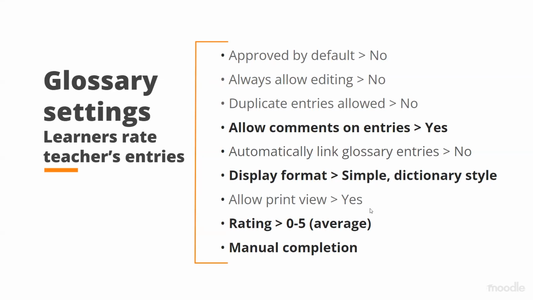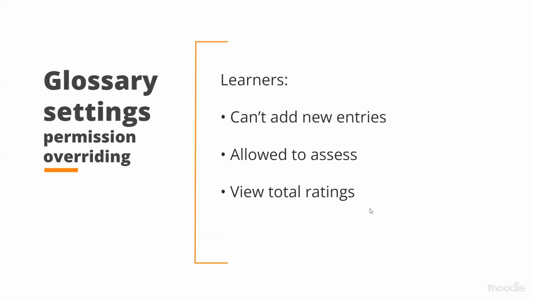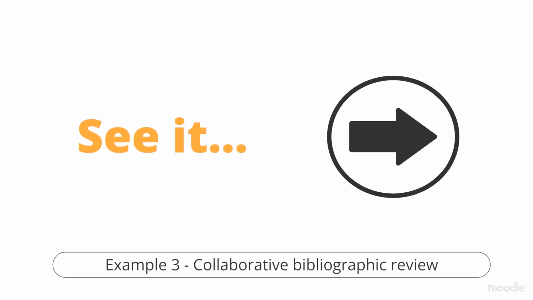Why? Let me be more specific. Because in this setup, learners are not allowed to add new entries. And also in this setup, learners are allowed to assess entries and also to view the total ratings for each entry. And this is beyond the default setup of the glossary. It is something that can be achieved by role overriding, permissions overriding. Let's take a look in detail.